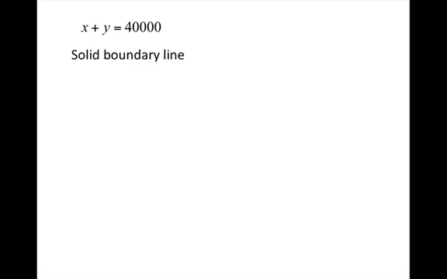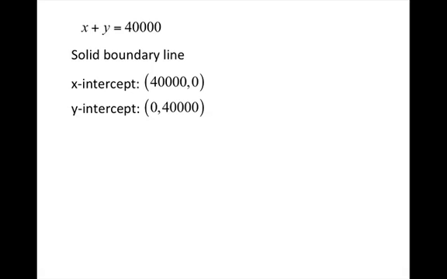So now I want to find my intercepts. For the x-intercept, let y be 0, and I get x is 40,000. So this gives me the ordered pair 40,000, 0. Next, for the y-intercept, let x be 0. If x is 0, I get y is 40,000. So this gives me the ordered pair 0, 40,000.